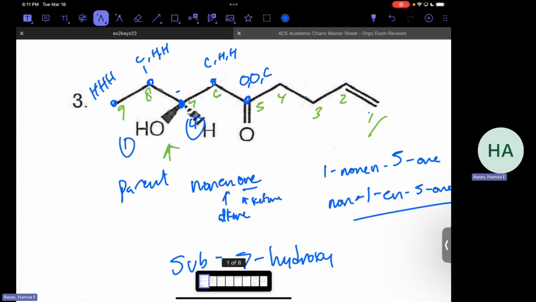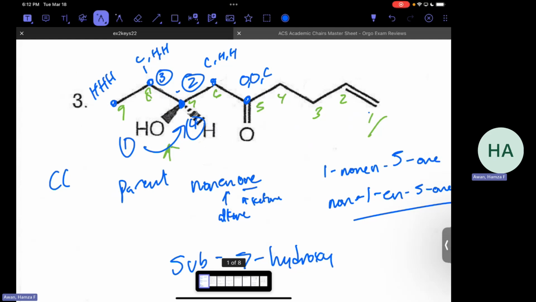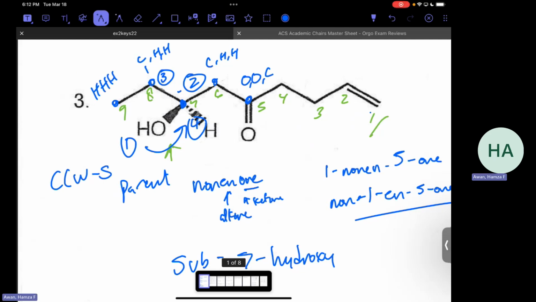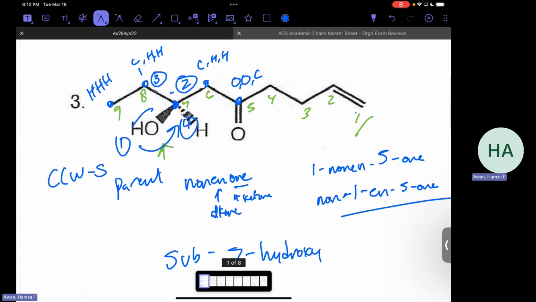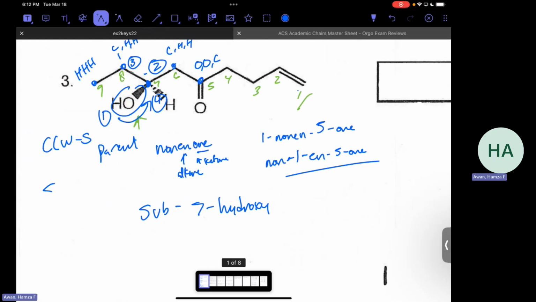So the group on the right will be bigger than the group on the left. So we'll put 2 like this and 3 like this. We'll draw our arrow, and this is going to be a counterclockwise arrow, which tells us that it is S, right? And because the largest group is on a wedge and the smallest group is on a dash, there's no need to change it. So this is going to be S as our stereochemistry.